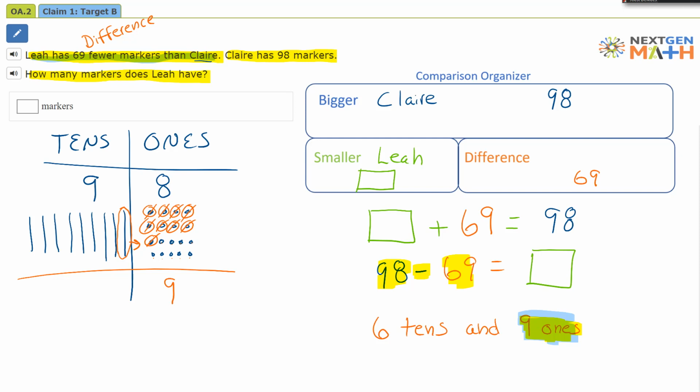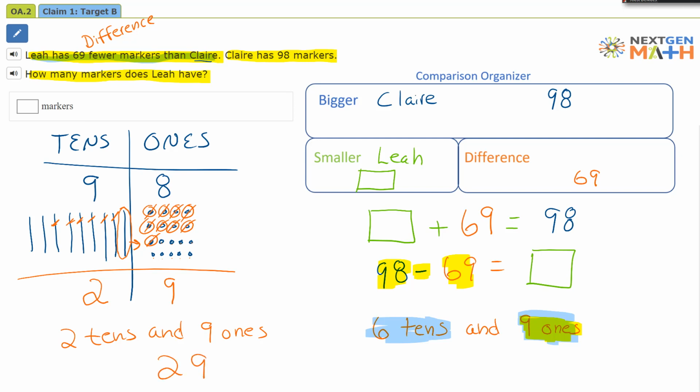The next thing we're going to do is now remove 6 tens. So we're going to remove 6 tens. We're going to remove this 10, that 10. There's 3, 4, 5, 6 tens. So when we remove those 6 tens, we're now left with the number of 2 tens. So we have 2 tens and 9 ones, which is what we also call 29.